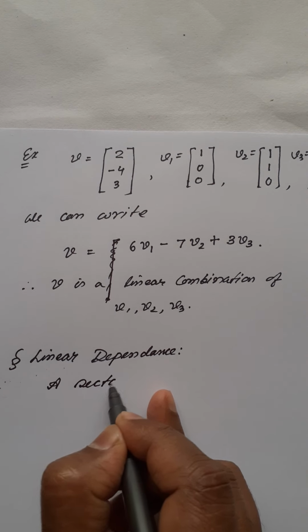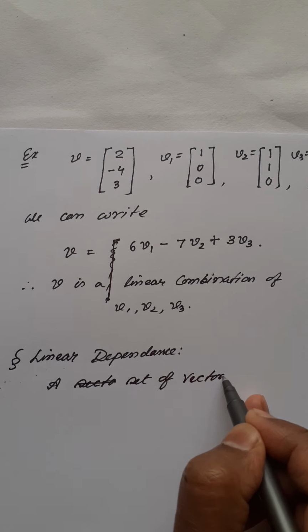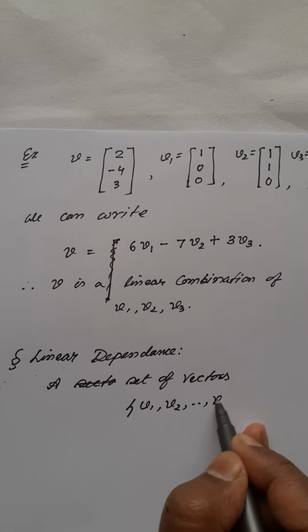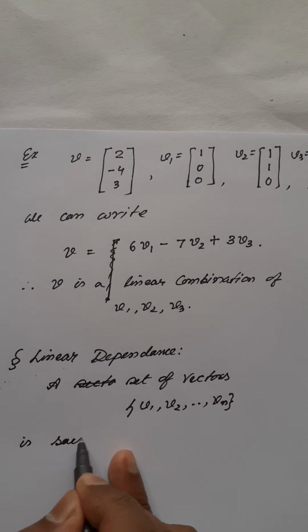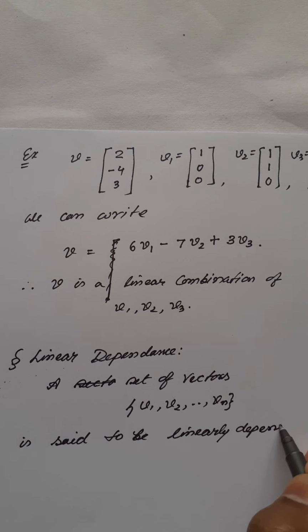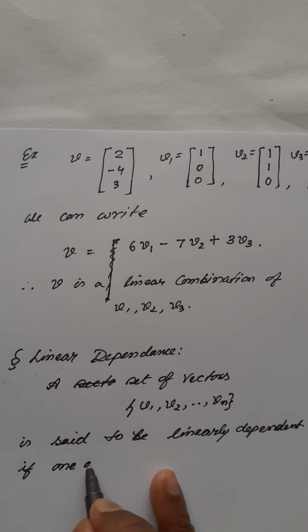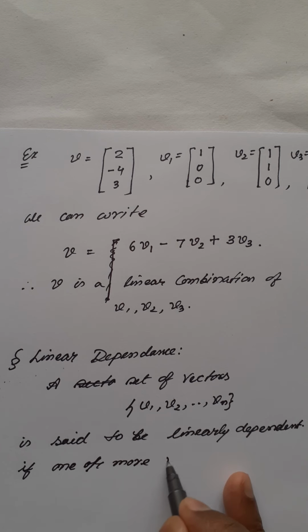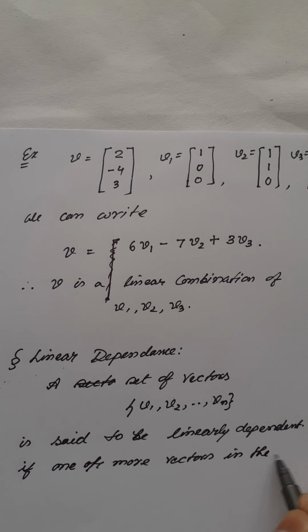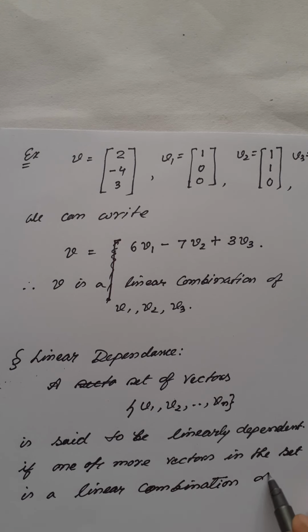A set of vectors, say v1, v2, and so on, vn, is said to be linearly dependent if one or more vectors in the set is a linear combination of the remaining vectors.